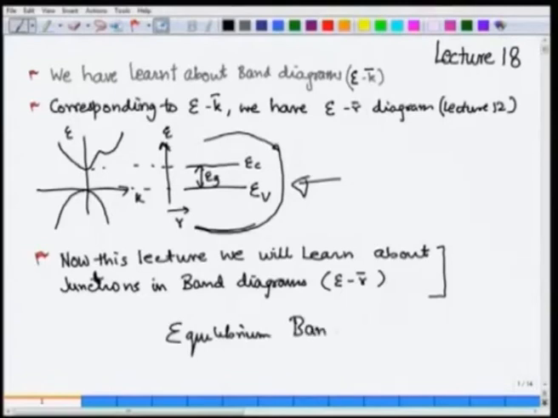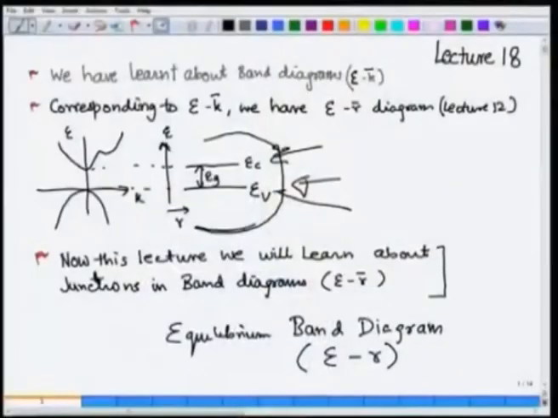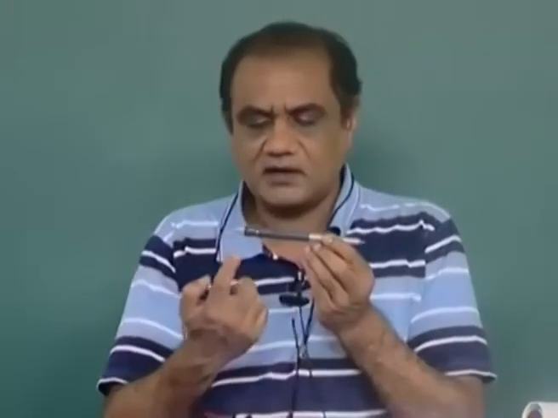still sticking to energy versus position. That means I have joined two different materials. The question is how should I draw EC and EV? Just in this case right here, I have drawn EC as a straight line and EV as a straight line. That was done saying that if I have this material, EC and EV here are at the same position.